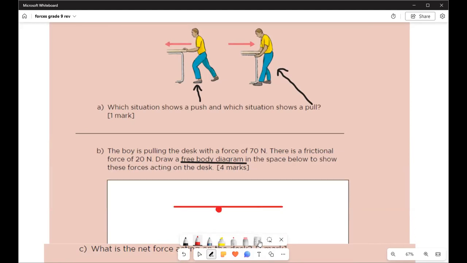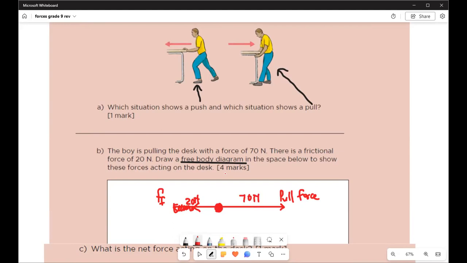Then the arrows must start from the center of the dot. This one I'll call pull force. You always name them. This one is a frictional force. Here it's 20 newtons, so I need to measure just 2 centimeters. So 20 newtons, and here it's 70 newtons.